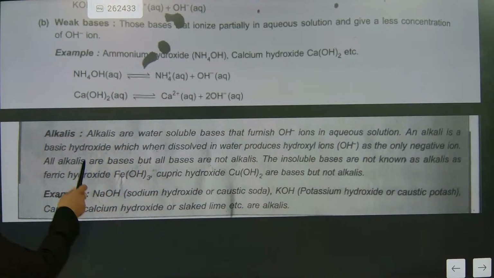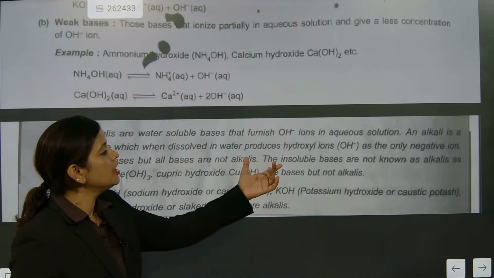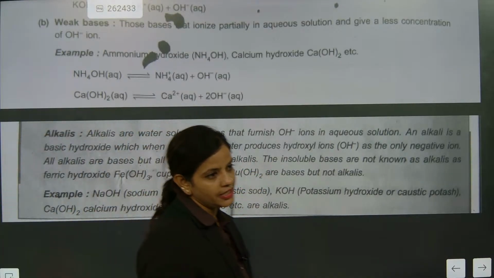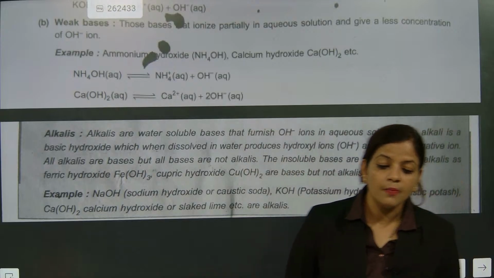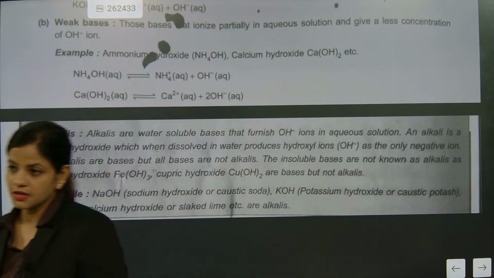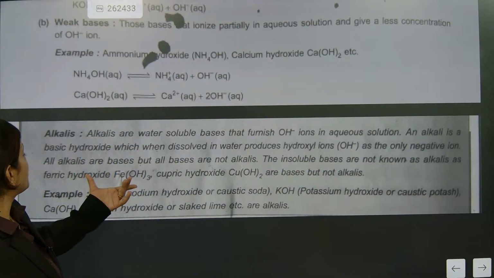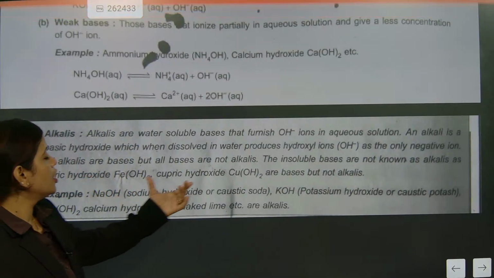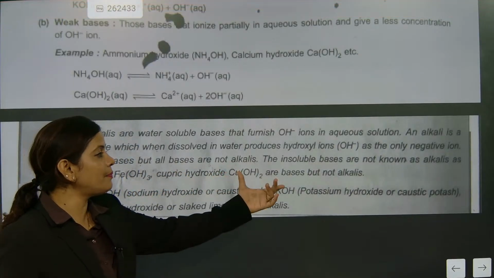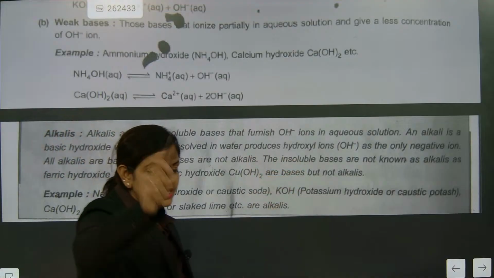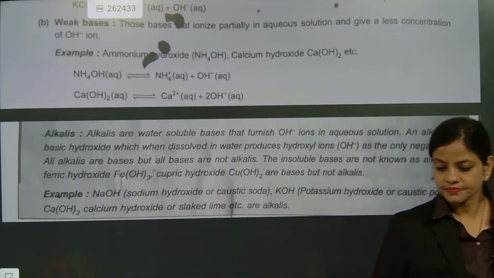Now remember this part. Alkalis are water soluble. Sodium hydroxide is an alkali because it is water soluble. Potassium hydroxide is also, because it is water soluble. But ferric hydroxide and cupric hydroxide are bases but not alkalis. Write down these examples quickly.